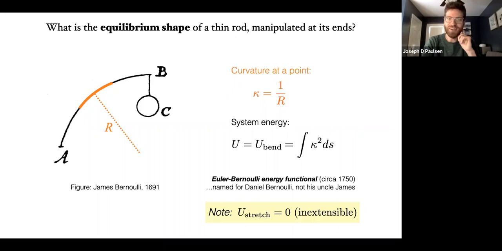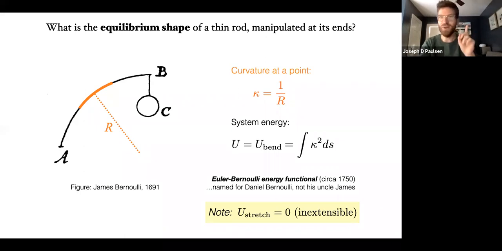One of the important things is that you don't see stretching in this. These very costly stretching energies have been taken into account as a constraint. We're not going to allow this rod to stretch or compress. We're keeping its arc length fixed. And with that constraint, we're trying to minimize the bending energy via this curvature.